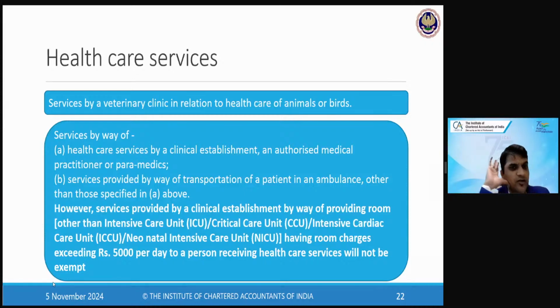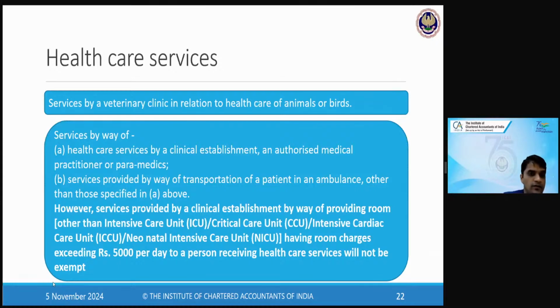So in case of normal rooms, or rooms for patient attendants or their family, it is taxable if it is more than 5,000. Generally, what you see in a hospital is that there are no separate charges for a non-patient. You get one bed for the patient, and there will be some additional place for which hospitals generally do not charge separately. So then there is no question of liability on that.